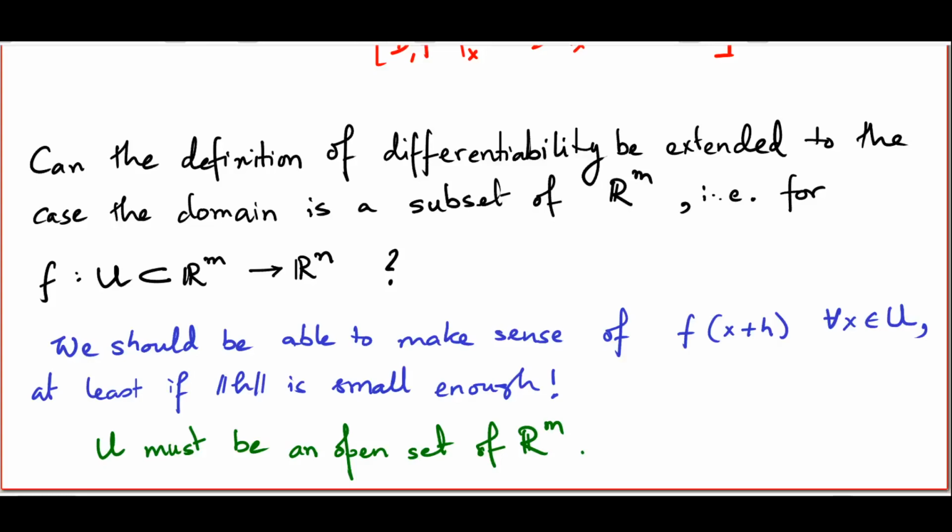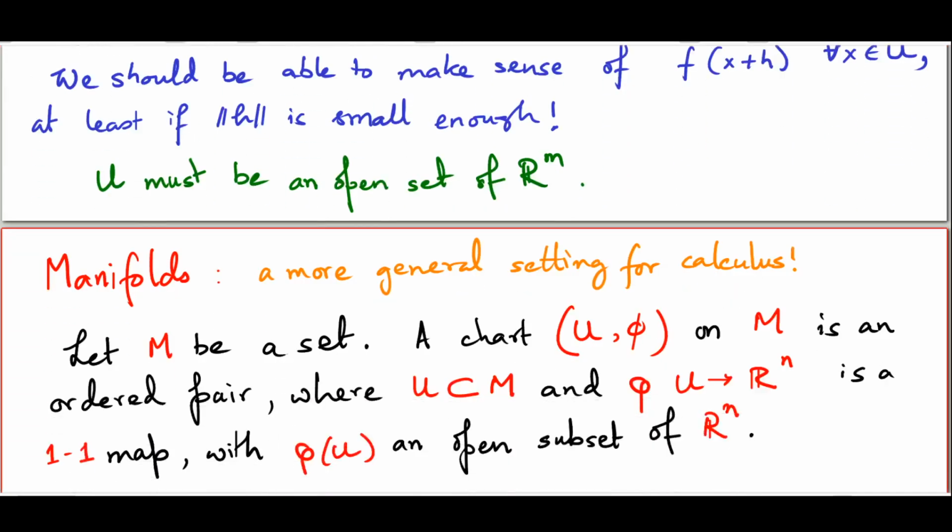Just to give you a sneak preview of this, in the next lecture we are going to define what is called a manifold, and there you will need to talk about things called charts. And what you need to appreciate at this point is the fact that here a chart is a set U which is a subset of the actual set M, and phi is a map from U to Rn. This map has to be 1-to-1, and what is very important is phi of U has to be an open subset of Rn.